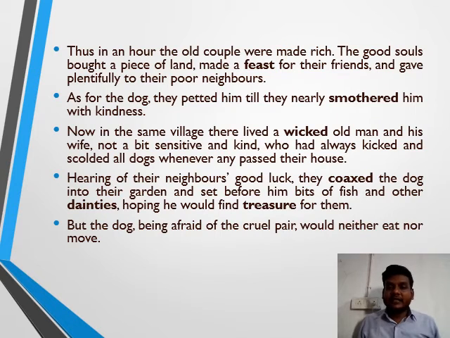Here, in an hour the old man was made rich. It means in one hour he made the old man rich. Then the good soul bought a piece of land. He bought a piece of land, made a feast for his friends, gave a party to the friends, and gave plentifully to their poor neighbors. It means he gave some coins to help the poor neighbors.